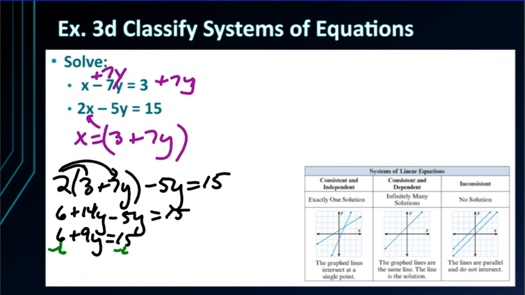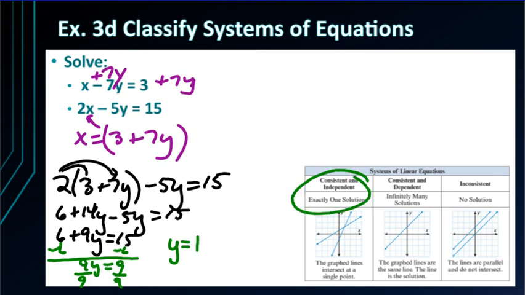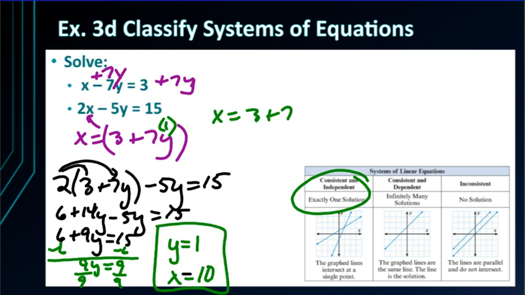Subtract 6 on both sides. We get 9y equaling 9. To get y by itself, I divide by 9. Since I get an answer, y equals 1, I know that it has to be consistent and independent. I can now find my x by plugging that in. I'll plug that in right here. So x would equal 3 plus 7, which gives us 10. Okay, so if you didn't solve both equations for y equals, then this would be another way, just using the substitution method.